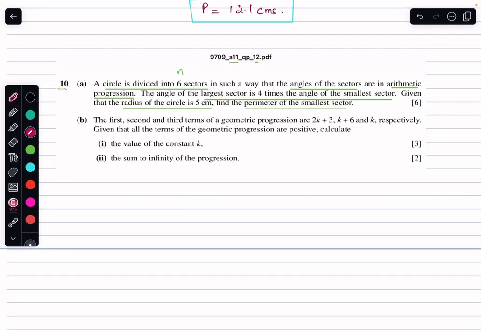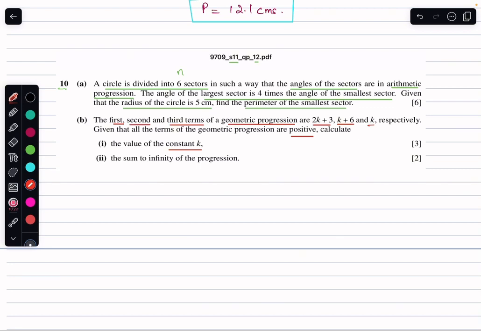So the second part of the question says the first, second and third terms. These are the first, second and third terms of a geometric progression. And for this geometric progression, this is the first term, second term, and this is the third term here. Given that all the terms of the GP are positive, you need to calculate the value of the constant k.